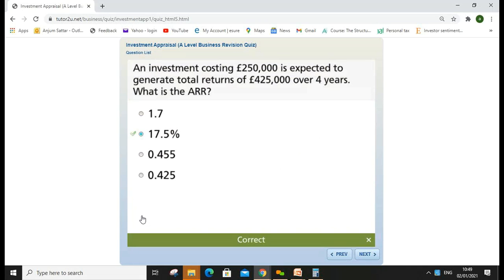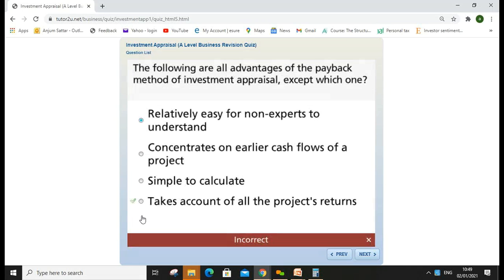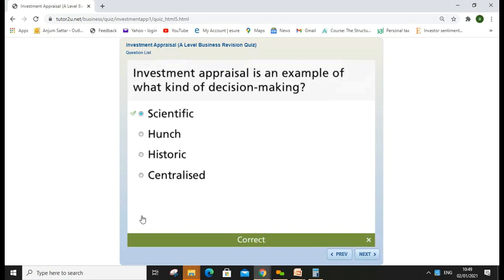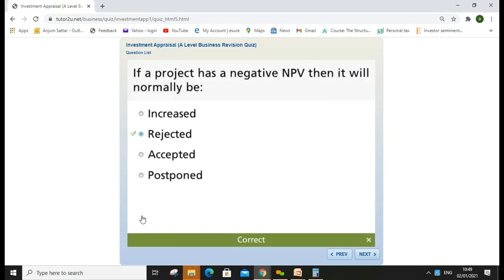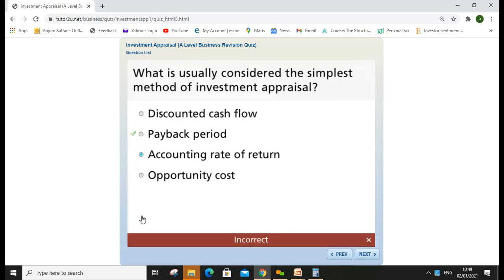So first was question 1, which you said. The payback period method won't take into account all the return of the project. It only does what you invest, what you get. So that's why it was D. Rejected, you said well. It's the payback period, which is considered the simplest method.